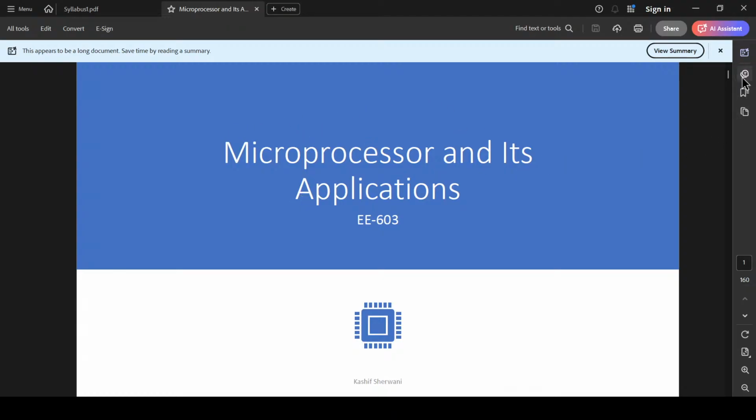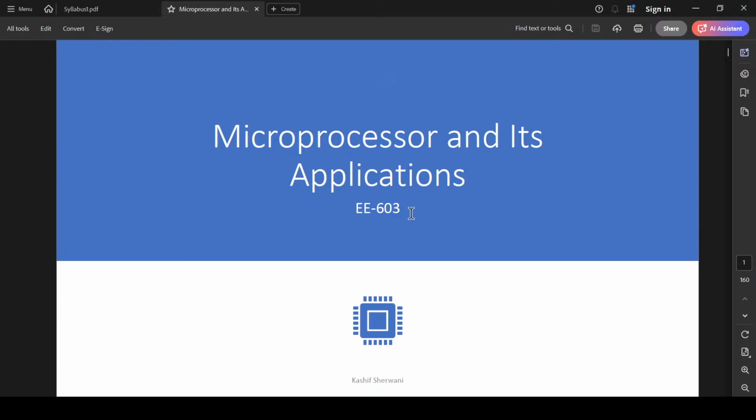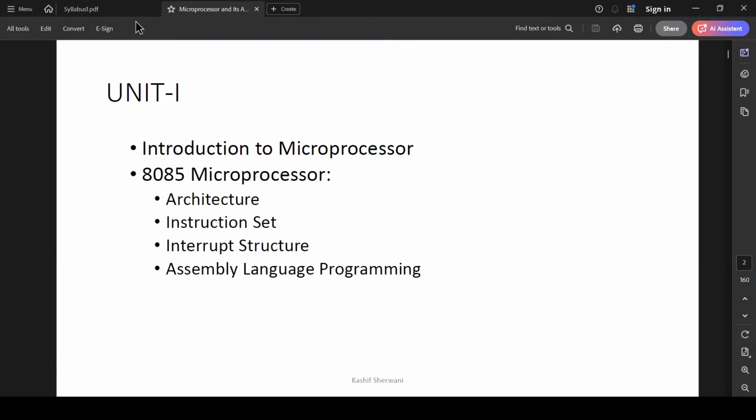So this is going to be the document we will follow, created by one of our professors, microprocessor and its application. You can match here.